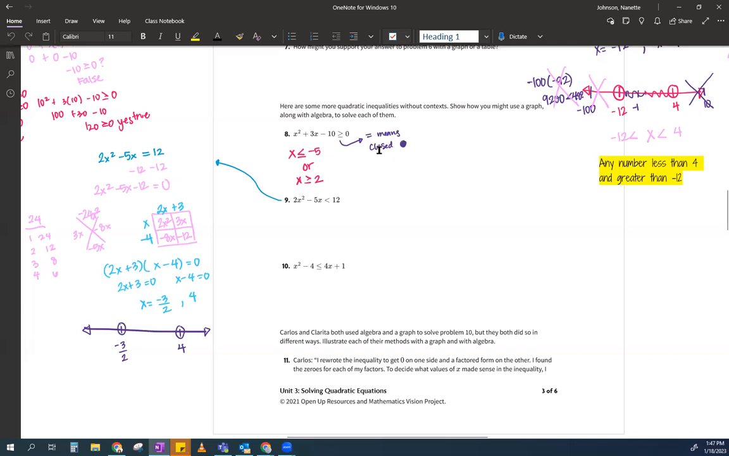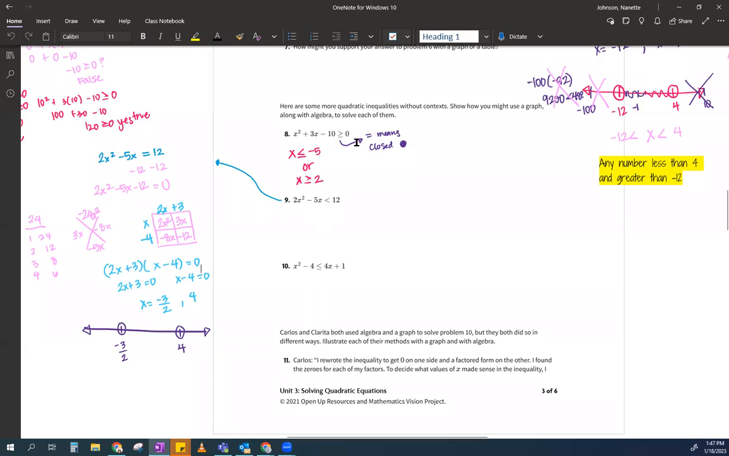So this means closed. Why is this one open? What told you this is open? Very good. Thank you for participating, y'all. Yes, it doesn't have an equal to sign. So whoever said that, that's some genius math skill there.